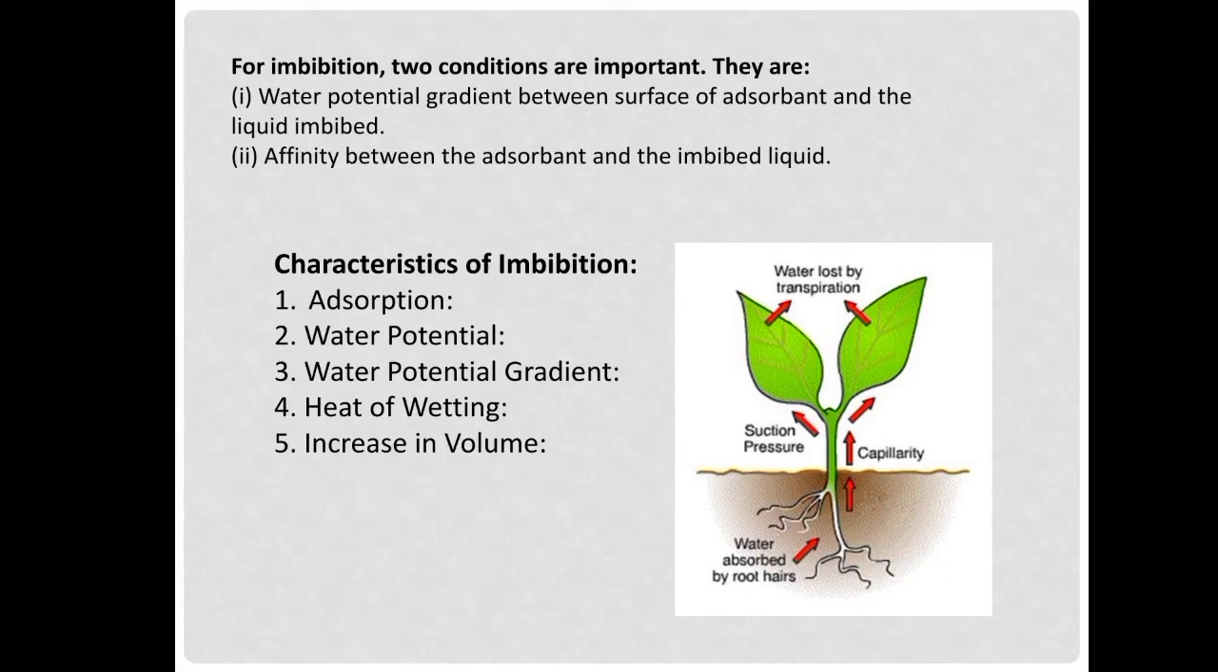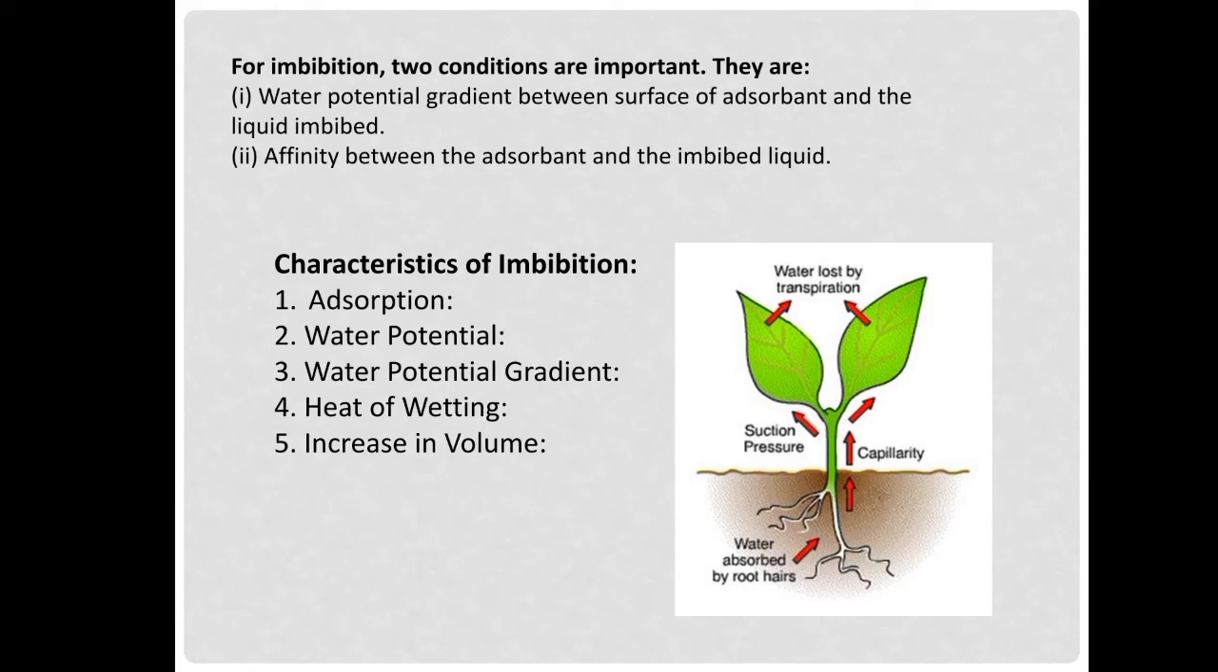Fourth one, that is the heat of wetting, means the energy in the form of heat is released during the imbibition, that is known as the heat of wetting. Fifth one, increase in the volume, means the volume of an imbibient increases during the imbibition. Example, we can say swelling of soaked seeds or swelling of wooden frames during the rainy season. So that is the increase in the volume.